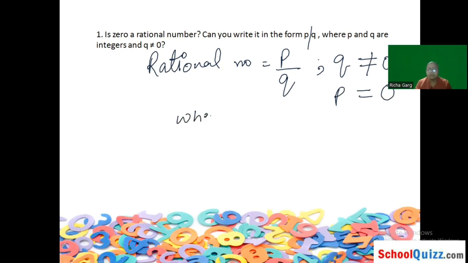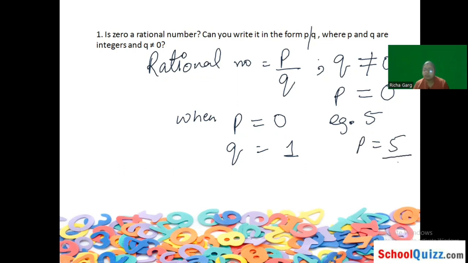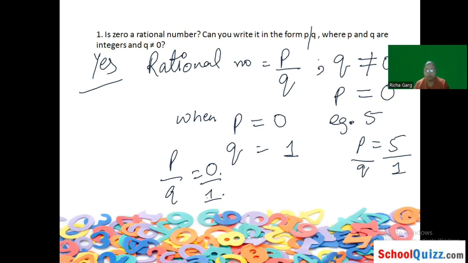Please understand this: when P is equals to 0, Q will automatically be 1. Like for example, if I'm taking 5 as an example, if 5 is a rational number, I will say P is 5 and my Q is 1. Great. So we can say yes, 0 is a rational number. When written in the form of P upon Q, it will be 0 upon 1, where P and Q both are integers and Q not equals to 0. Got it? So let's move on to the next question.